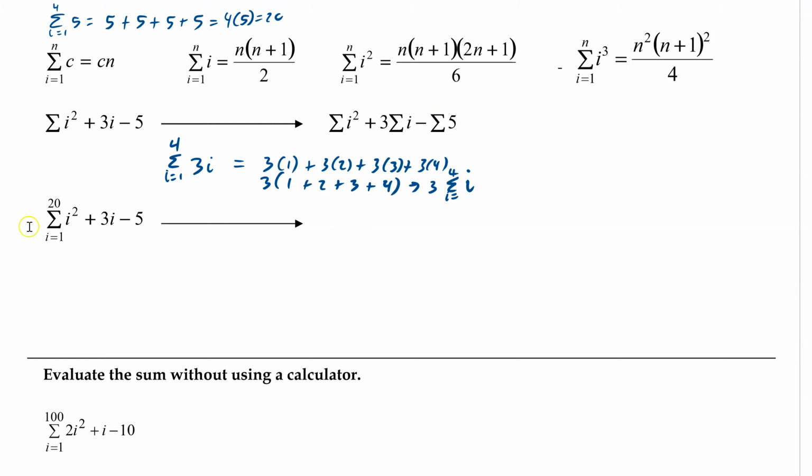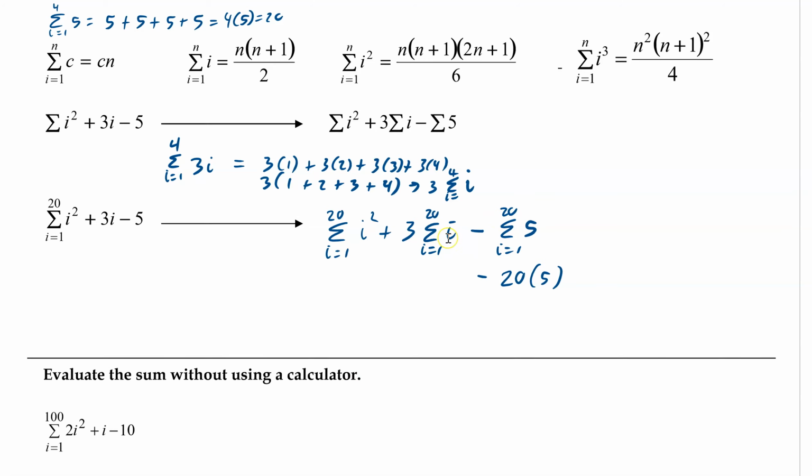Okay, so for this problem, this will be the sum of i equals 1 to 20 of i squared, plus, and then we take the 3 out, the sum of i equals 1 to 20 of i, minus the sum of i equals 1 to 20 of 5. The last one is our constant, so I can just say that's 20 sets of 5. If I plug in 1, 2, 3, 4, 5, I'm just going to get 5 each time. This is how we're going to simplify it.